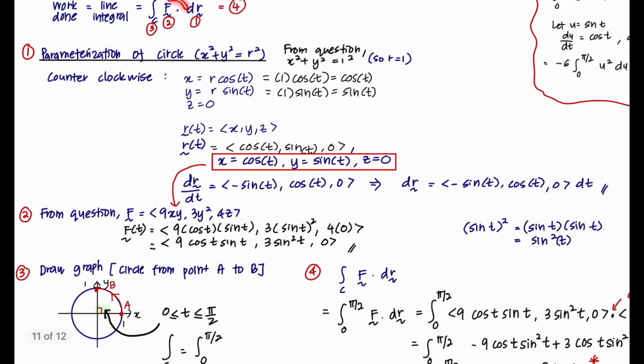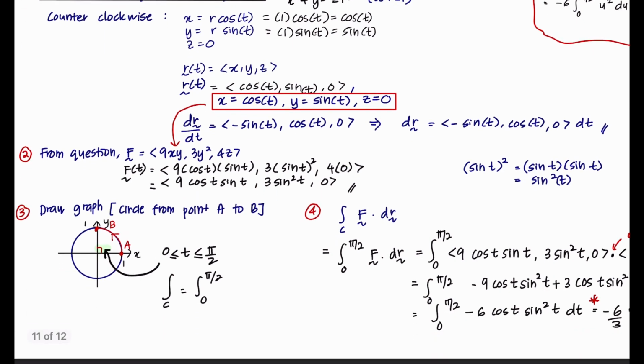Step number 2, find F(t). From the question, F is given by this vector. We want to find F(t), so substitute x, y, z in terms of t in this vector. Then we will get this answer.